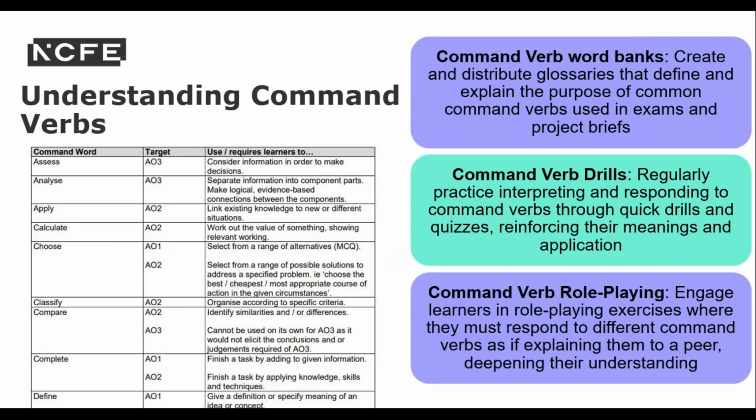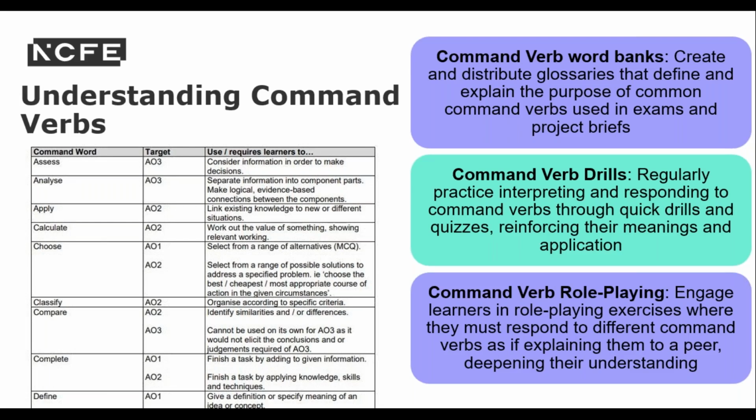Now, to aim for the higher band marks linked to the assessment objectives, make sure your learners have a clear understanding of command verbs like explain, discuss, and justify. They indicate what is expected in responses. Understanding these verbs is crucial for understanding exam questions and the NEA briefs accurately, ensuring that responses meet the required depth, giving your learners the opportunity to gain higher band marks.